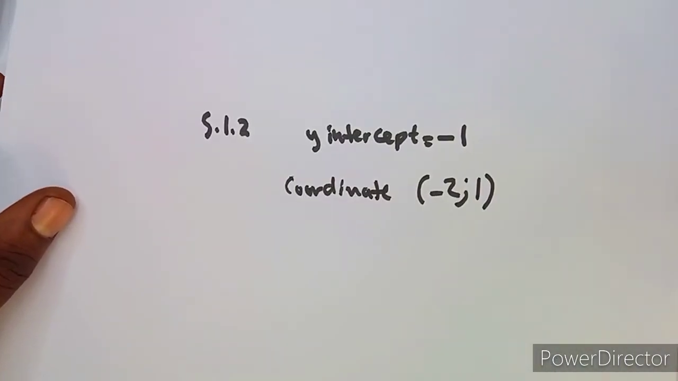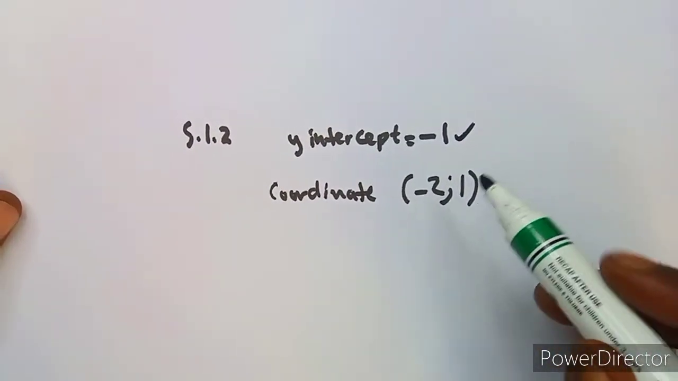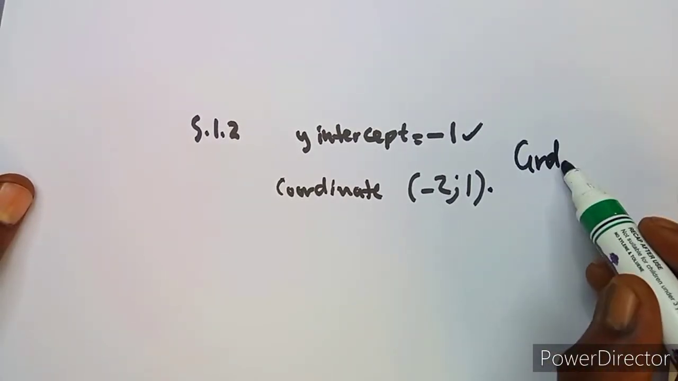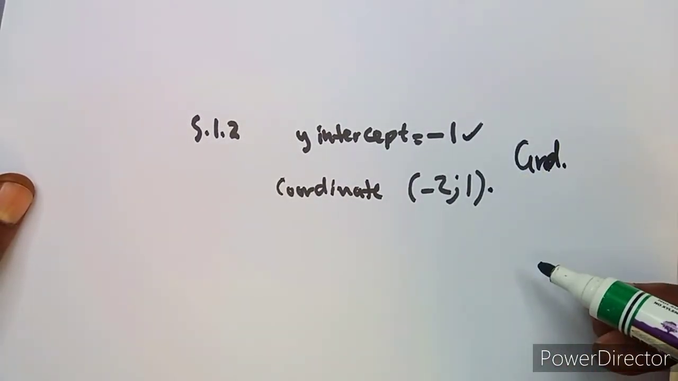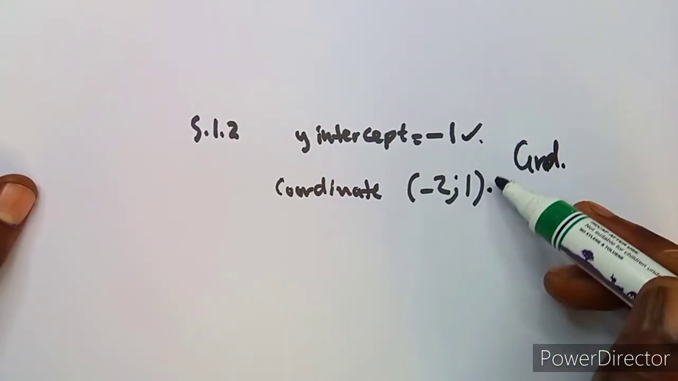Okay, so how am I going to determine the equation? I have the y-intercept. In this case, it's different from the last part where you were given the gradient. Here you are not given the gradient, so you have to find it. So how do you find the gradient?